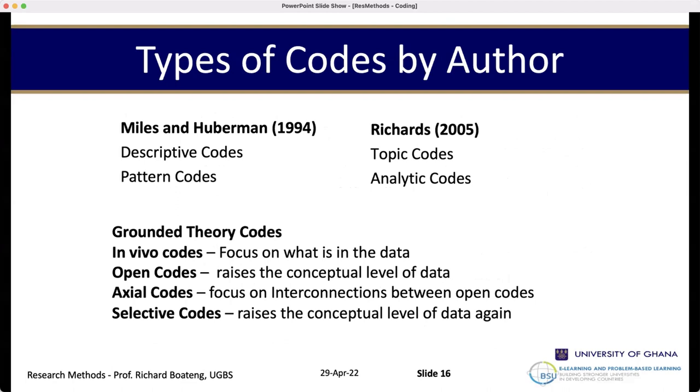Then grounded theory codes. Grounded theory is an approach in qualitative research in which we develop theories by just focusing on the data. It is a four-step process instead of the two-step process you see with the other ones. You look at the codes, what is in the data, and review codes. Open codes raise the conceptual level of the data. Then axial codes look at the interconnection between the open codes and raise the conceptual level. The selective codes raise the conceptual level of the data again. I will show you from a number of examples how this is done.